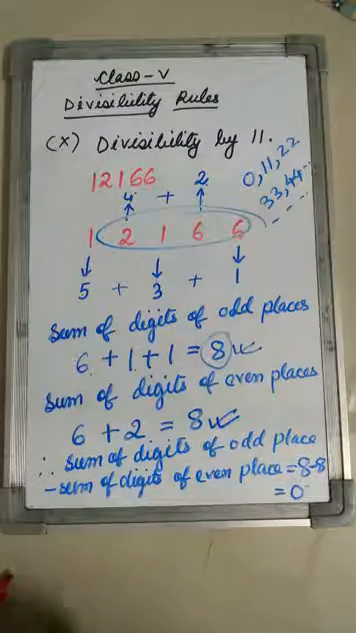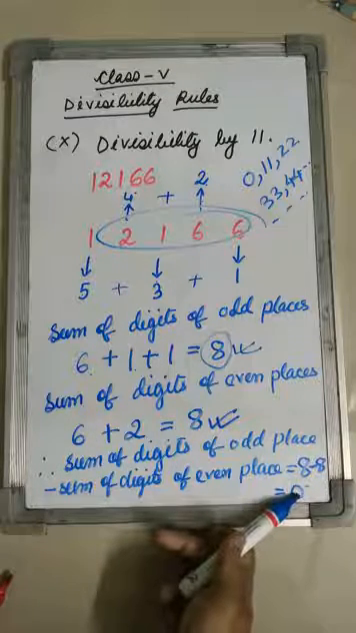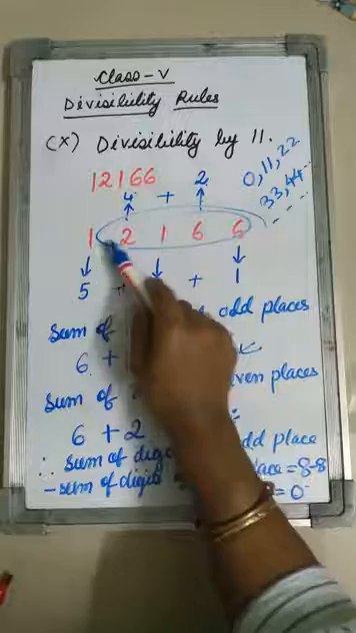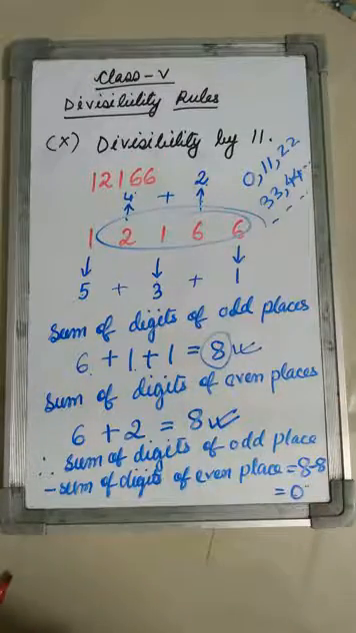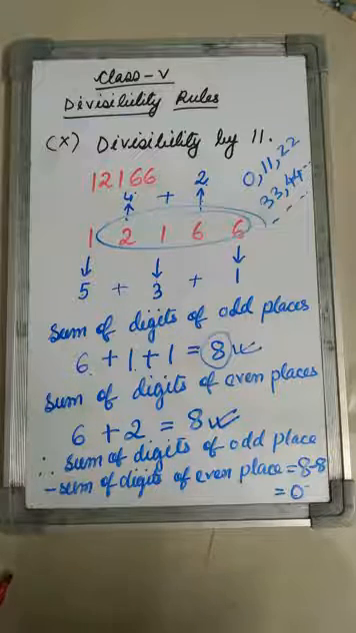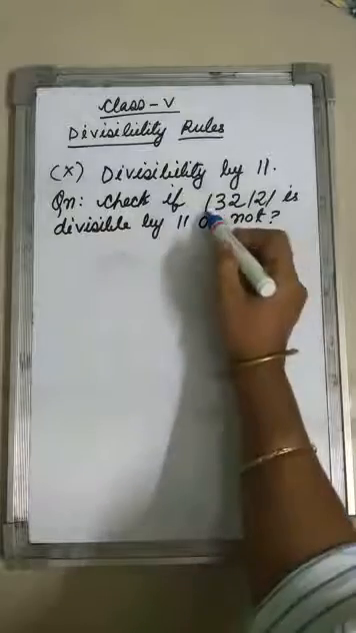So as we have the result of subtraction as 0, therefore the given number 12166 is divisible by 11. I'll do one more problem to explain this. I'm taking one example. I have to check if 132121 is divisible by 11 or not.